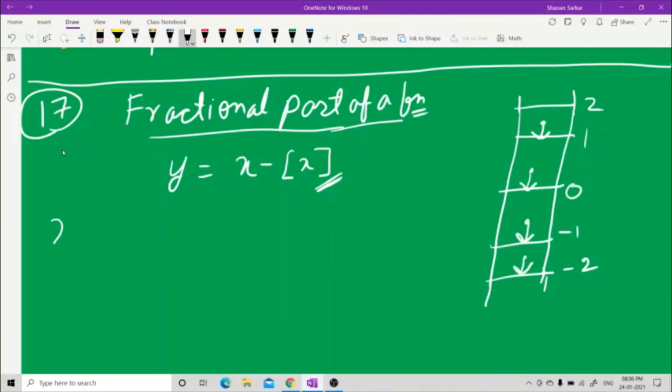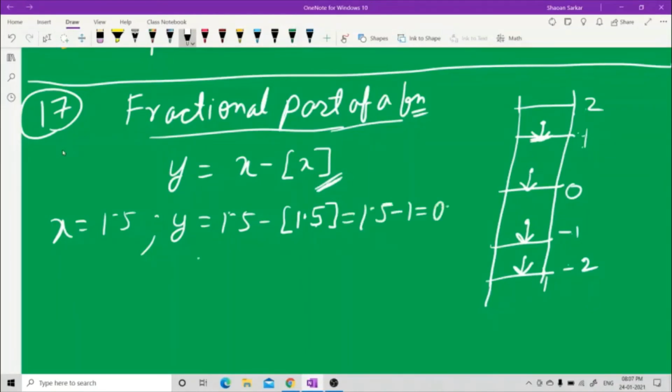Take example, x equal to 1.5. So y equal to 1.5 minus floor function 1.5. 1.5 is in between 1 and 2, so it will come to 1 because of this floor function. So you will get 1.5 minus 1, and you'll get 0.5. I hope you understood.